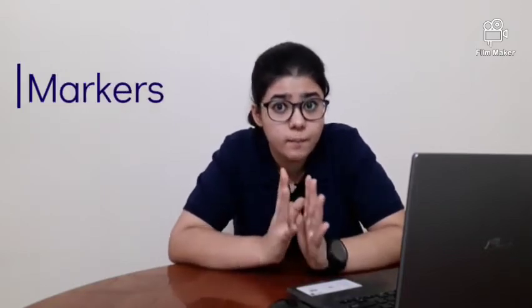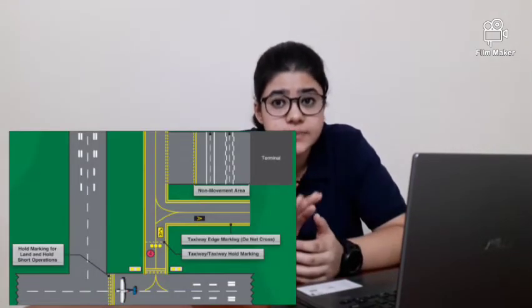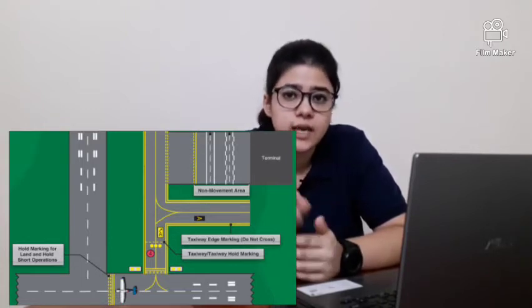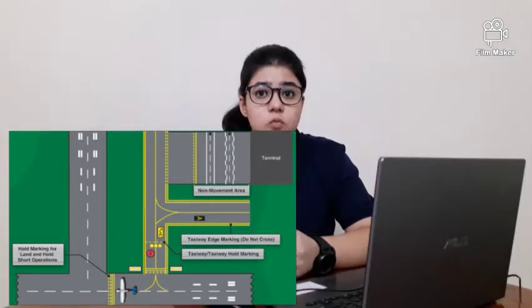Next are markers. These are objects used to designate an obstacle or a boundary. We will be talking about markers in detail when we discuss how we designate obstacles to air navigation. Markings are symbols or group of symbols that are displayed on the movement area and they are used to convey aeronautical information.